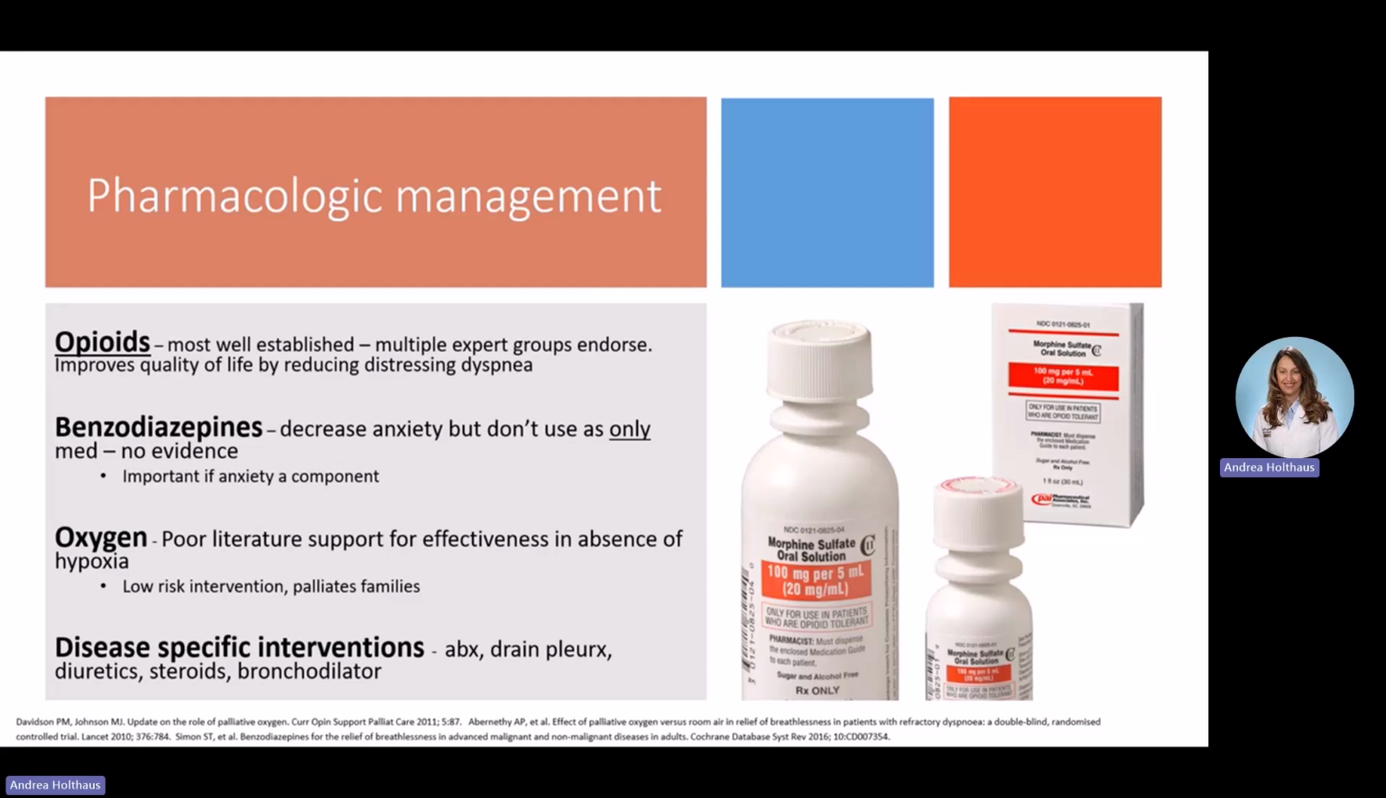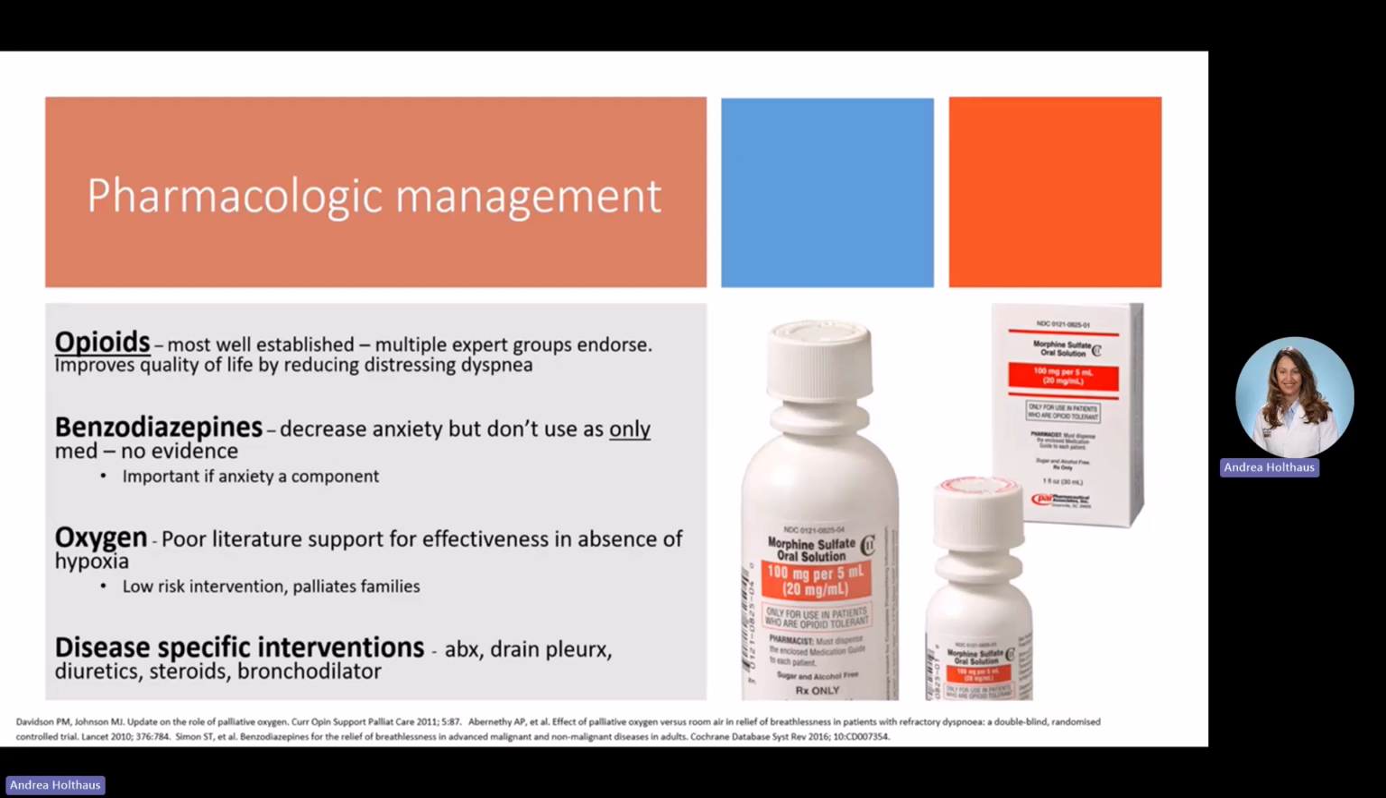Benzodiazepines decrease anxiety, but we wouldn't use them as the only medication for dyspnea because there's no evidence for that, but they are important if there's an anxiety component. And then there's also, as mentioned, poor literature support for the effectiveness of oxygen in the absence of hypoxia, but it is a low-risk intervention that can comfort families as well as the patient.